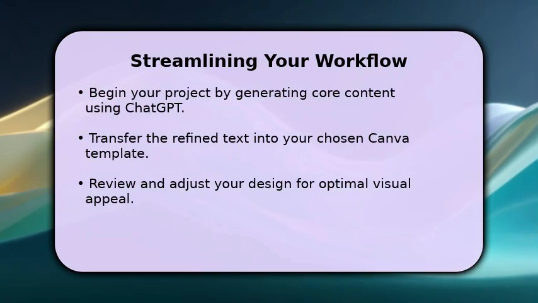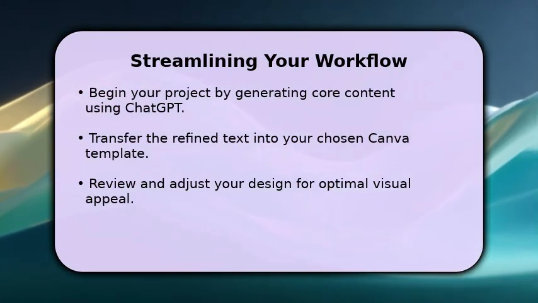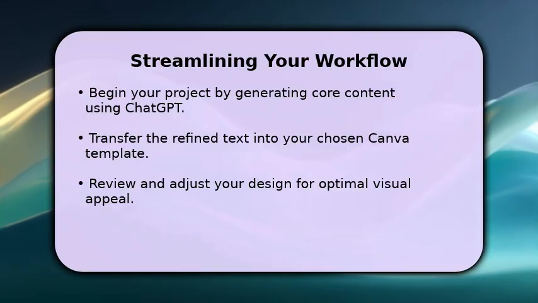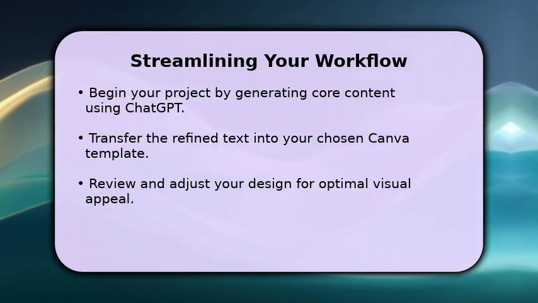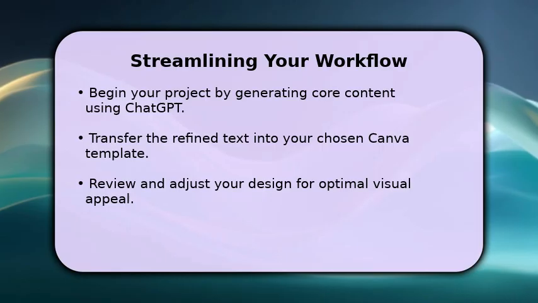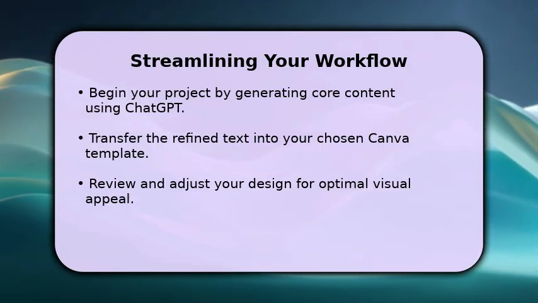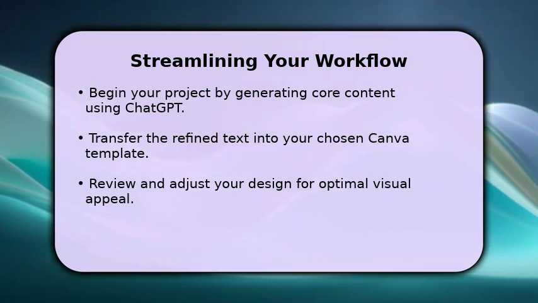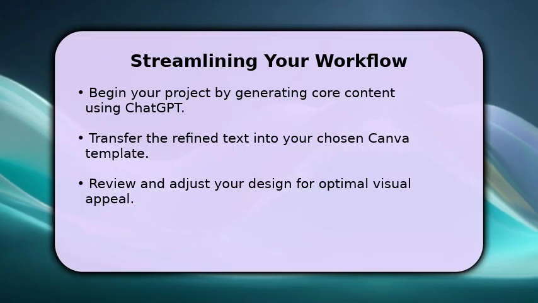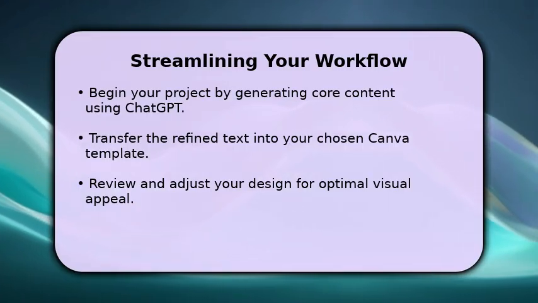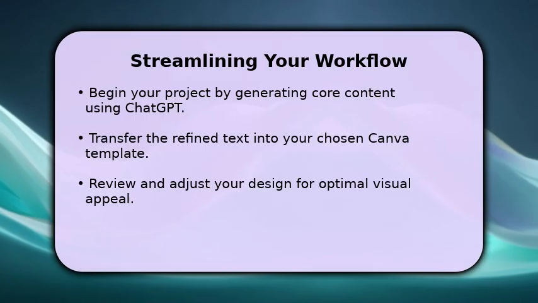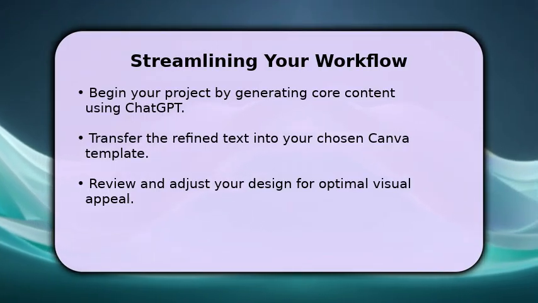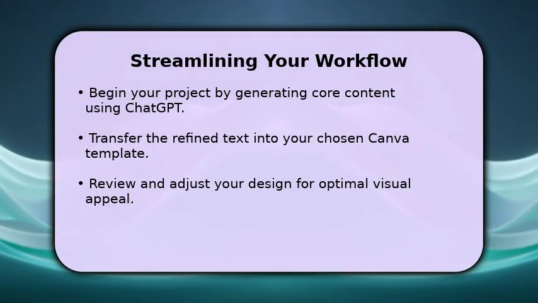To maximize efficiency, start by crafting your core message in ChatGPT, ensuring it is clear and concise. Once satisfied, transfer this content into your Canva design. Dedicate about 5 to 10 minutes to review the layout, font choices, and imagery. This streamlined process, combining AI content generation with intuitive design tools, empowers you to produce high-quality visuals consistently and quickly.